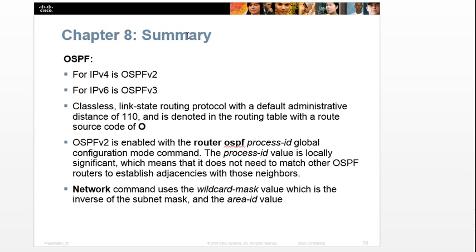They're classless. They have a default administrative distance of 110, which is denoted in the routing table with a source code of an O. OSPFv2 is enabled with the router ospf process ID. The network command uses a wildcard mask instead of a subnet mask. Now remember from your reading, your wildcard mask is exactly the opposite. In a Class C network, if I have a subnet mask of 255.255.255.0, a wildcard is 0.0.0.255. So make sure you remember that.